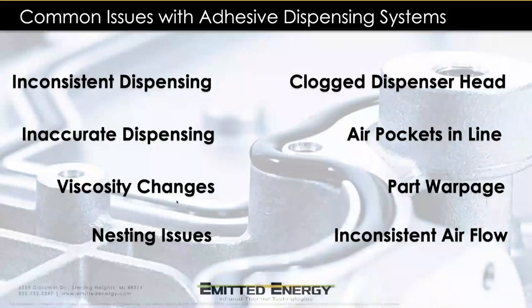Common issues that we've seen in the field, and you guys may have some more, but common issues with adhesive dispensing systems is inconsistent dispensing, right? This could be clogged dispenser heads, this could be air pockets, this could be a number of different things. But what we know is that we're not getting consistent dispensing out of the heads and onto the parts.